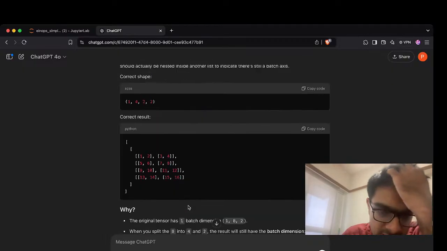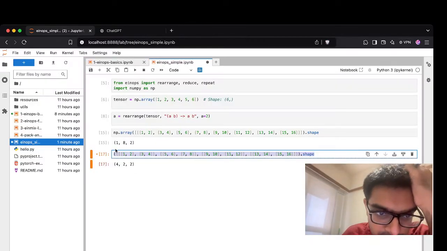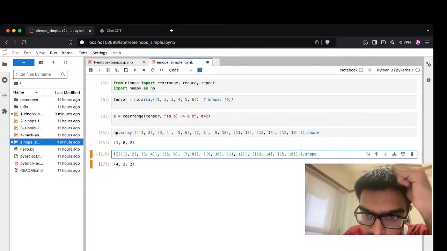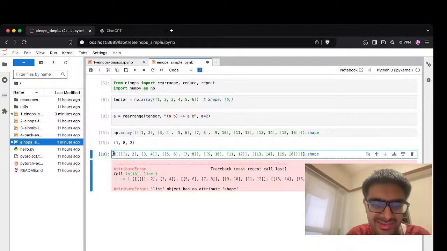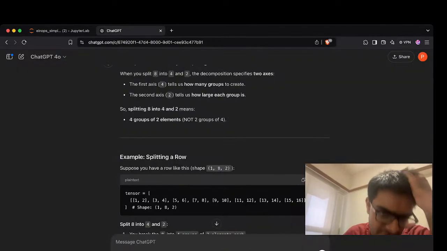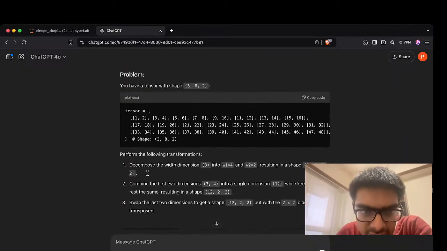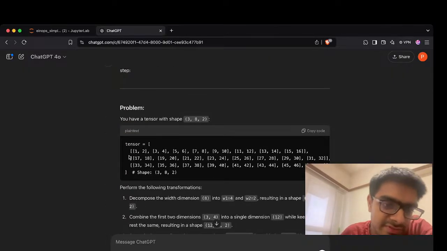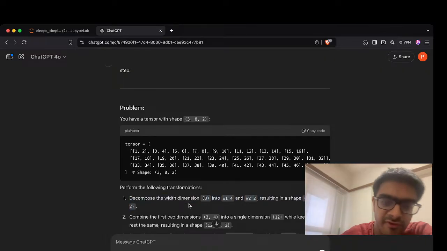Okay, this works. Then for my original, I have this 1 4 2 2, right? np.array, whatever, man. 1 4 2 2. Okay. Instead of 2, 1 4 2 2. Okay, got it. And we want to do this for this, we'll have to split over and over again. Got it. Decompose. Combine the first 2 dimensions into a single dimension 12.